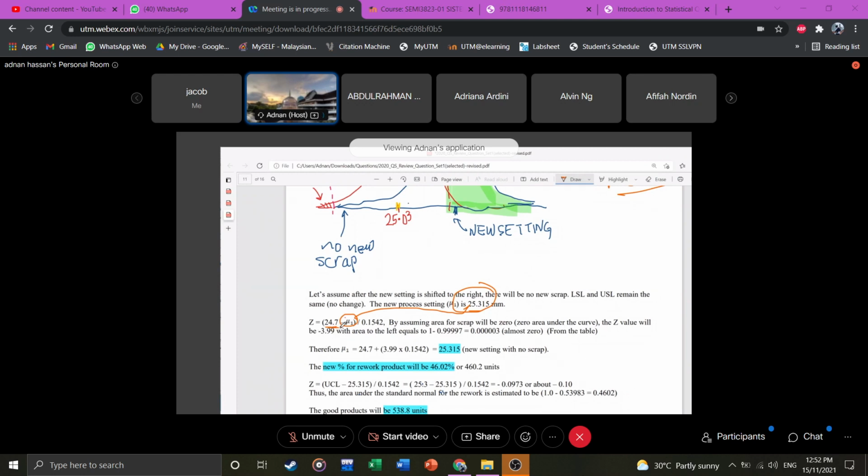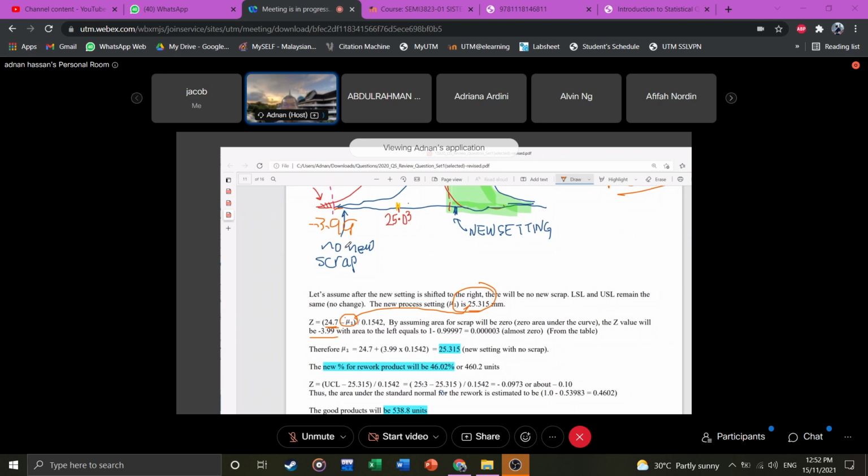Z equal to 24 minus 0.7 minus mu1. Mu1 is the one that we are looking for. Divide by that, maximum scrap is 0. The Z value will be, in a table, when you have 0 here, it will be very close to minus 3.99, because there is 0 after that.